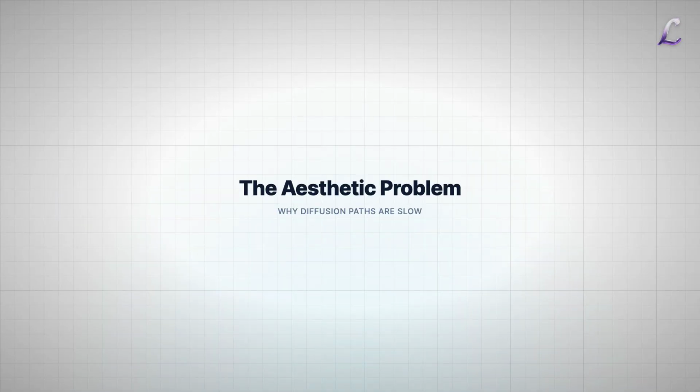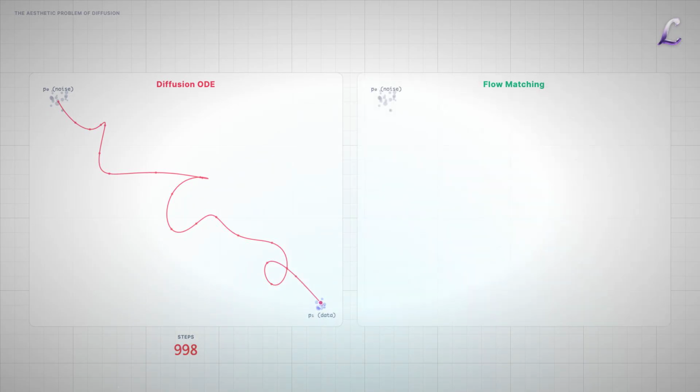In our last two episodes, we built diffusion models. We learned a score function, defined a stochastic differential equation, and solved it backward in time. It works brilliantly. But mathematically, there is an aesthetic problem. The paths are curved. The probability flow ODE traces elaborate winding arcs through high-dimensional space. To solve a curved path accurately, your solver needs to take many tiny steps, often 500 to 1,000. This is why diffusion is slow.